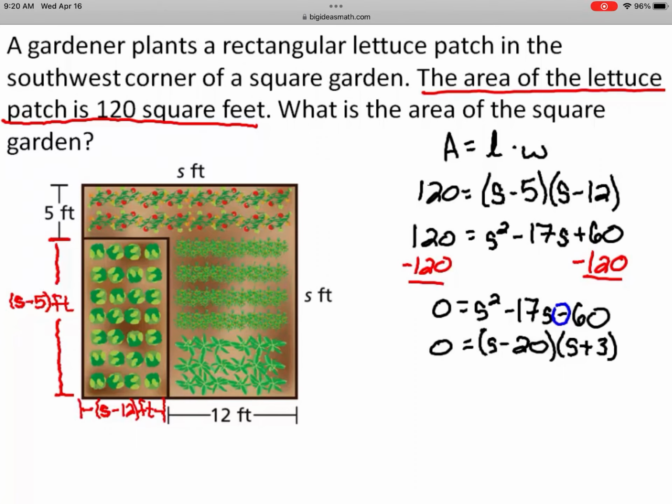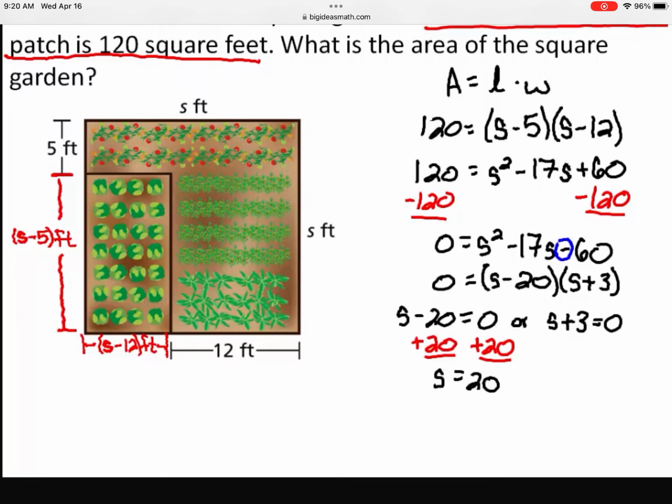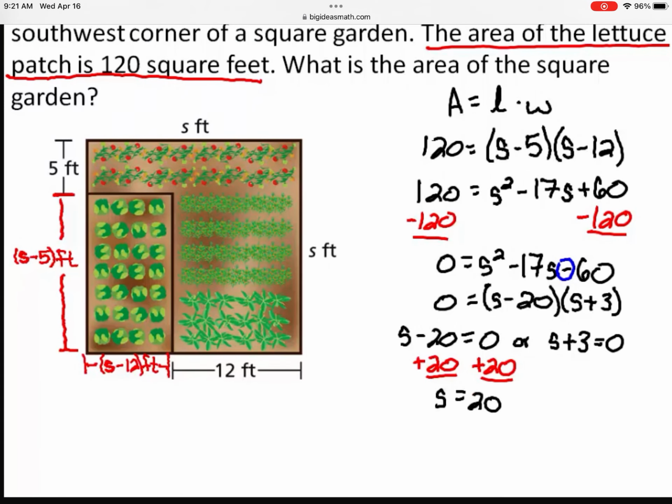By the zero product property, you can set each factor equal to 0, so you have s minus 20 equals 0 or s plus 3 equals 0. To solve s minus 20 equals 0 for s, add 20 to each side, leaving you with s equals 20. To solve s plus 3 equals 0 for s, subtract 3 from each side, leaving you with s equals negative 3. So possible solutions are s equals 20 or s equals negative 3.